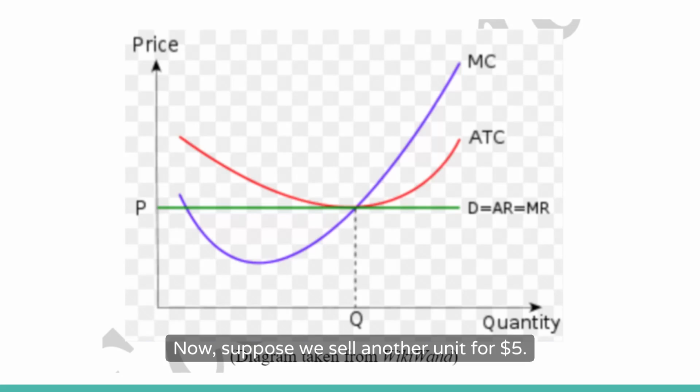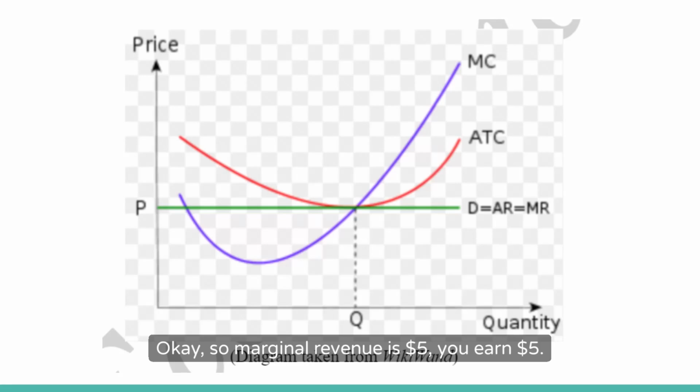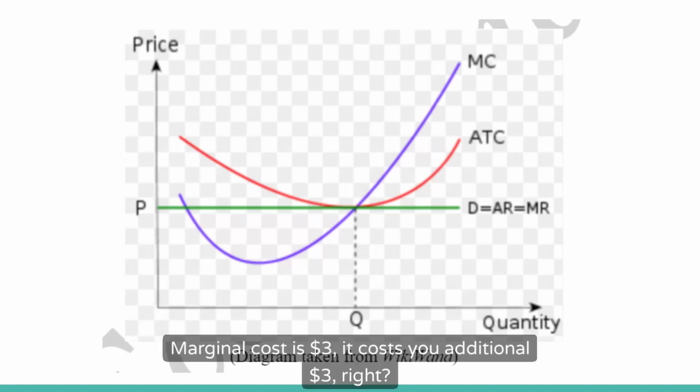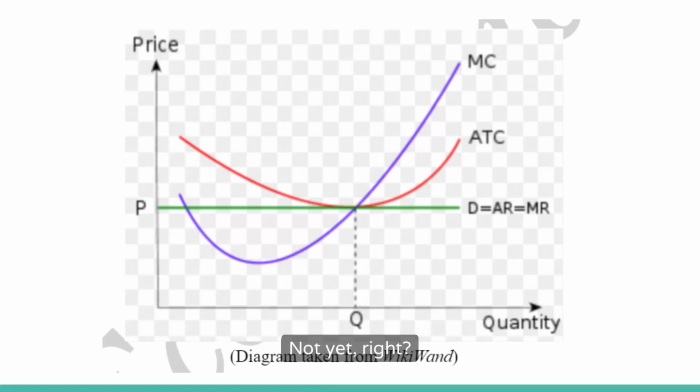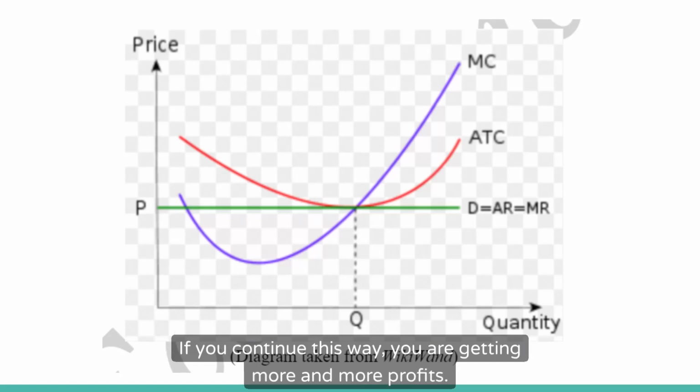Why do we say that? Now, suppose we sell another unit for $5. That is your marginal revenue. And the additional cost to produce that unit is just $3. So marginal revenue is $5, you earn $5. Marginal cost is $3, it costs you an additional $3. So this unit earns an additional profit of $2. If this is the case, do we stop producing now? Not yet, because the next unit that we produce earns an additional $2. If you continue this way, you are getting more and more profits.